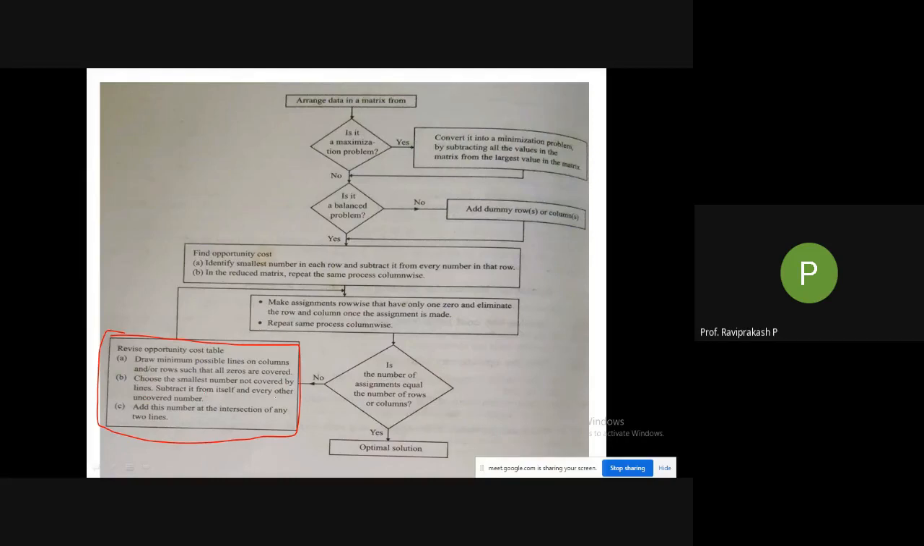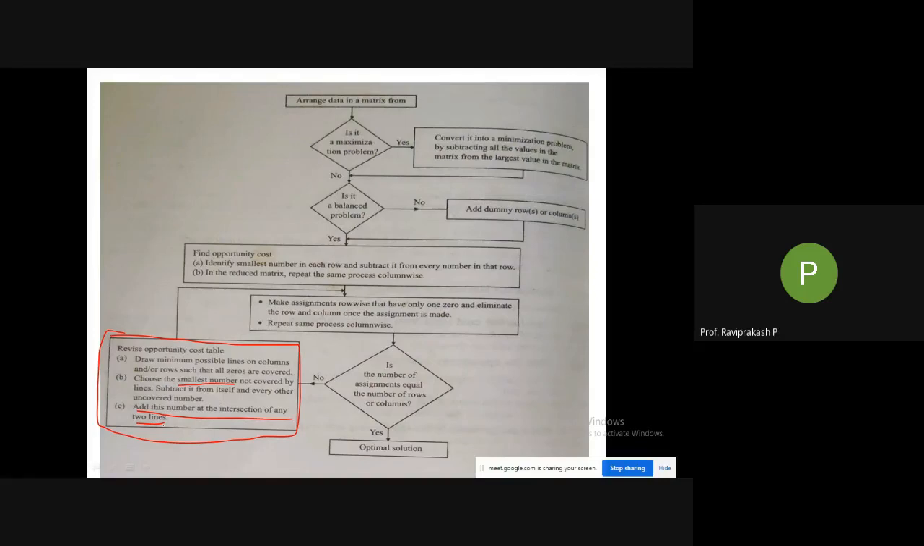Subtract it from itself and every other uncovered number. Uncovered, in the sense, in our case, we have circled the numbers which are not cancelled, right? So out of that, choose the smallest number, then subtract it from all the numbers which are not cancelled, and from itself also. Don't forget to subtract it from itself as well, because that is one of the non-cancelled numbers. And add this number at the intersection of any two lines. So any two lines, that is column and row, you would have cancelled, right? So there is an intersection. At that value, we need to add the smallest value. And the rest, all the values that you have cancelled, will be as they are.